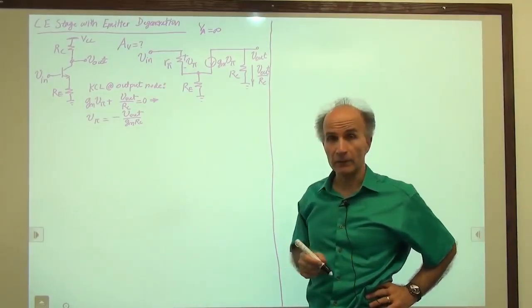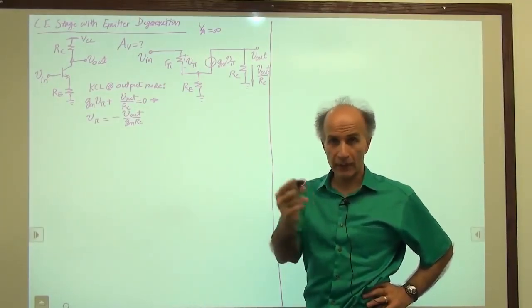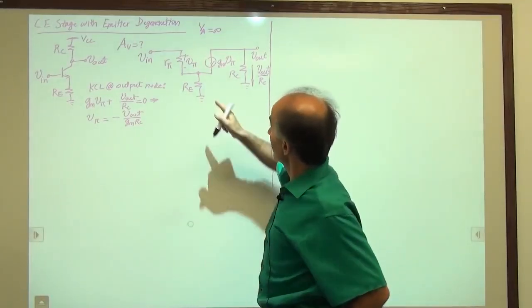Okay, what else can we do? Well, we can write all sorts of KVLs and KCLs. Let's write a KCL at this node.